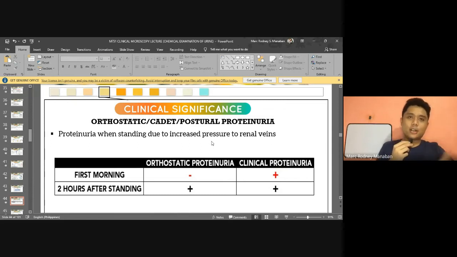But after standing and then sitting down, or after assuming a non-standing position, the proteinuria goes away. Okay, all right.